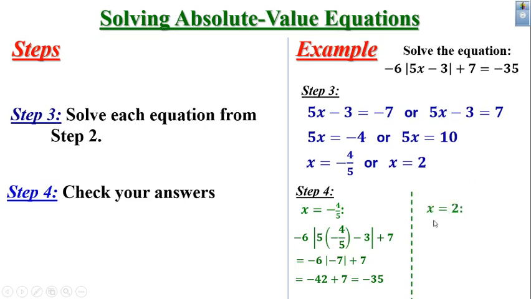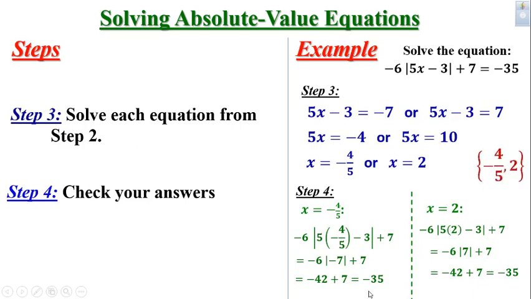Let's try 2 now. When we try 2, we plug in 2. 5 times 2 is 10 minus 3 is 7. Absolute value of 7 is 7. -6 times 7 is -42, plus another 7 is -35. So it turns out that both answers work. So our solution is -4/5 and 2, because those are the two numbers that make the equation true.